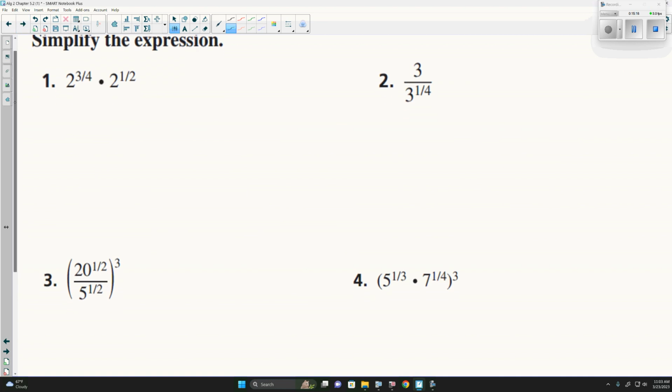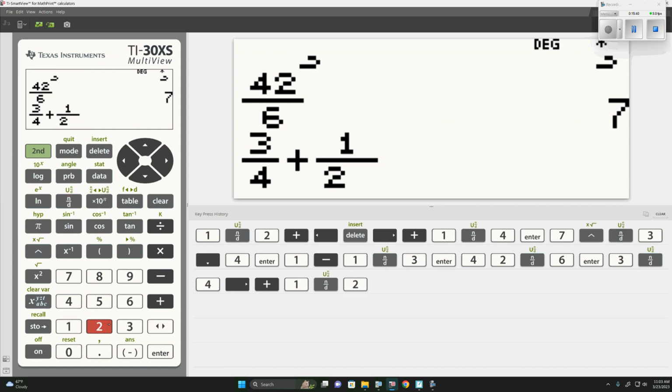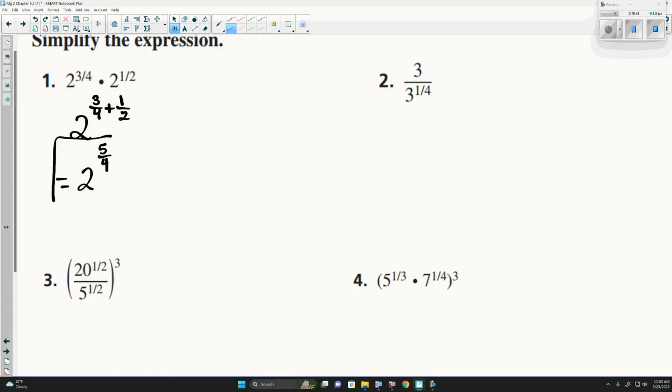Next one, we're looking at 2 to the 3/4 times 2 to the 1/2. Since the bases are the same, we're going to add the exponents together. 2 to the 5/4. Because again, in a calculator, we can do 3/4 plus 1/2 and get 5/4. So that there is as simplified as it gets. We can't reduce it any further than that there.